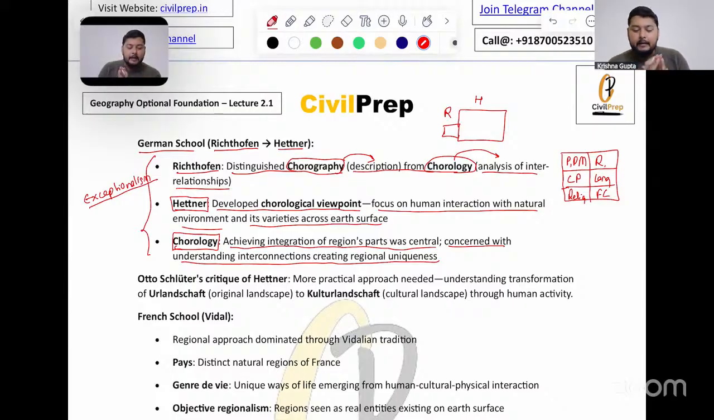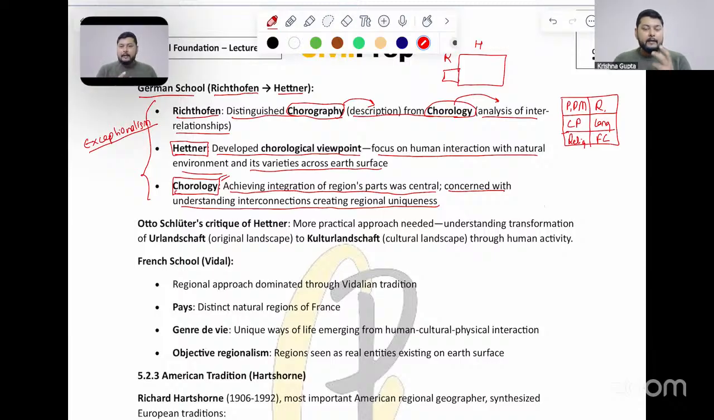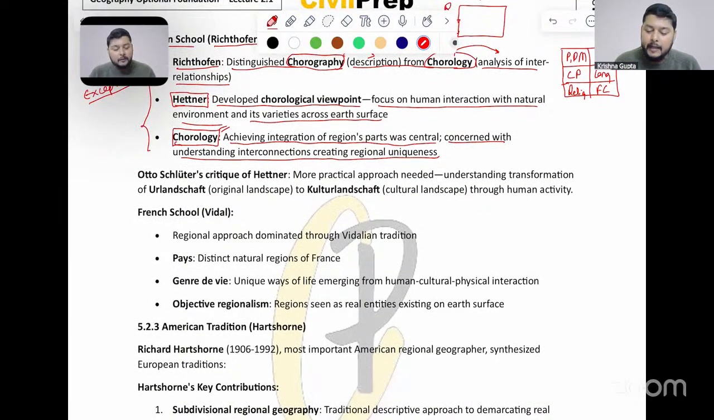This is one of the parts explained as a part of chorology, that is, how we can integrate the aspects of the various regions. So this is chorology. We try to analyze here a region, how it is interconnected with other regions or how it is different from other regions.